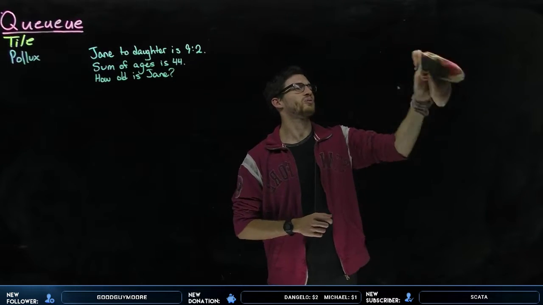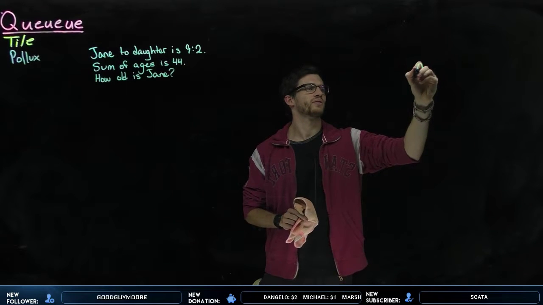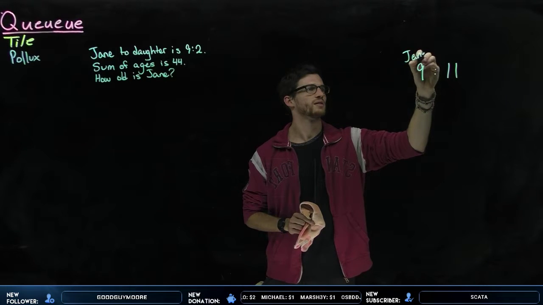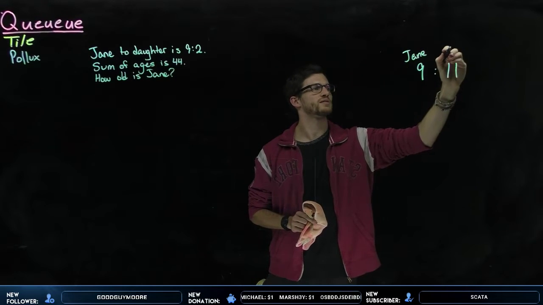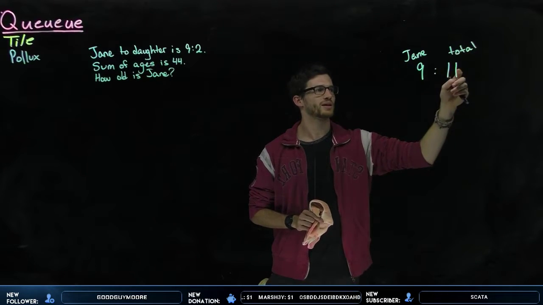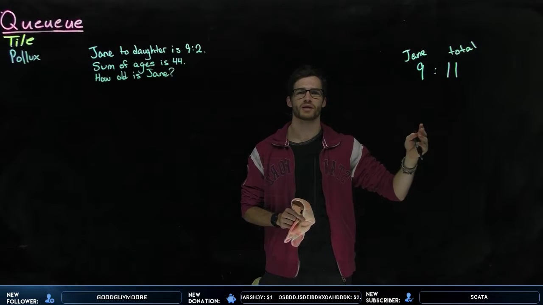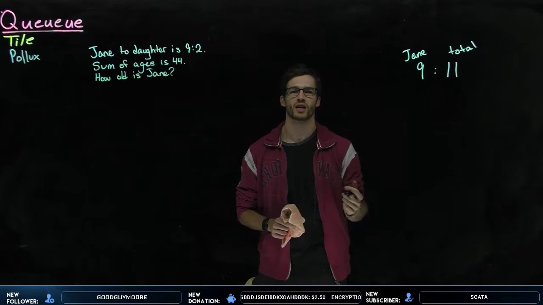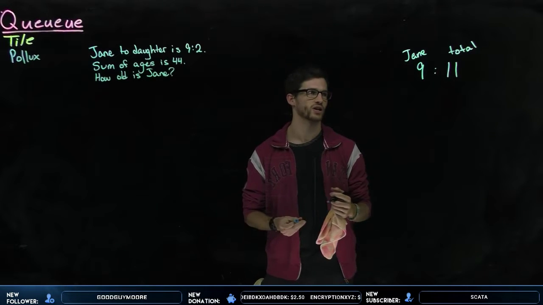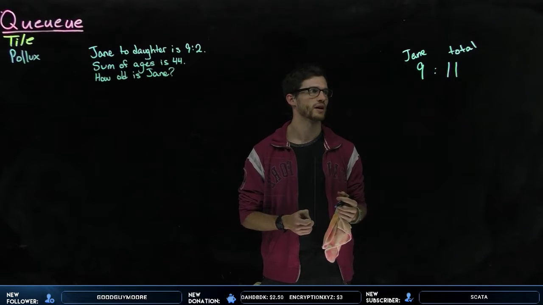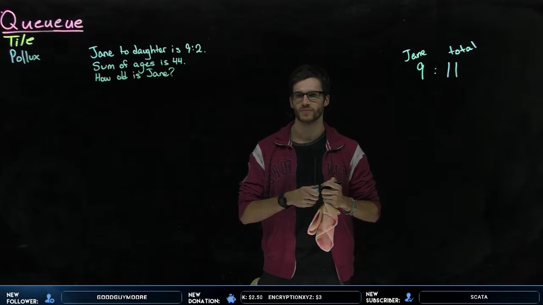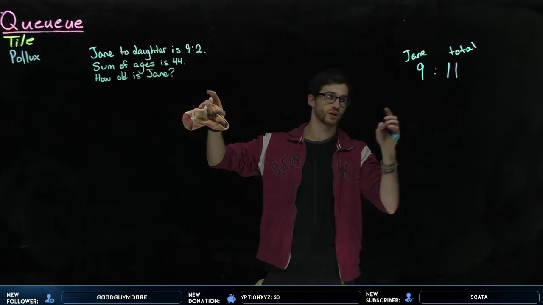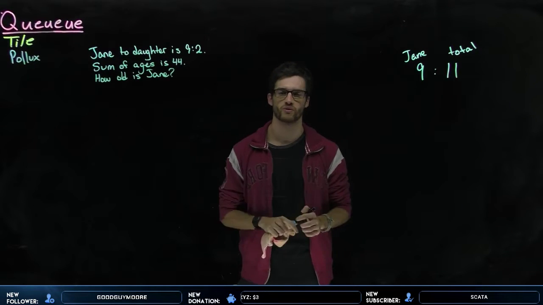I have drawn this so poorly, it's unbelievable. We have a 9 to an 11, where this is Jane, and this is the total. Now, this total thing doesn't really matter, right? At no point is the sum of their ages 11, I guess, until maybe when Jane was 11, before she had a child, and her child is technically 0, then it adds up to 11. So here, we can use this ratio to make a proportion with 44.